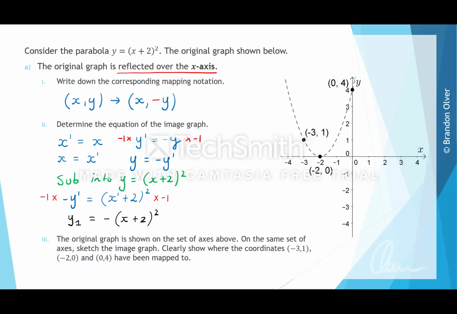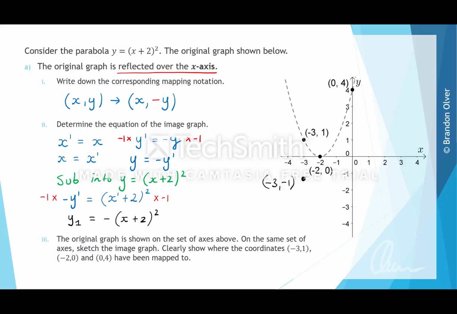For part 3, the original graph is shown on the set of axes above. On that same set of axes, we want to sketch the new image graph, and we want to clearly show where the coordinates (-3, 1), (-2, 0), and (0, 4) have been mapped to. As this is a reflection over the x-axis, we're going to multiply all the y values in these coordinates by -1. So if we start with (-3, 1), that's going to map down here, and that point will be (-3, -1).